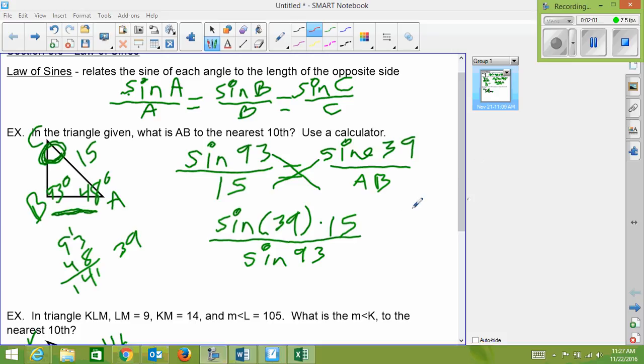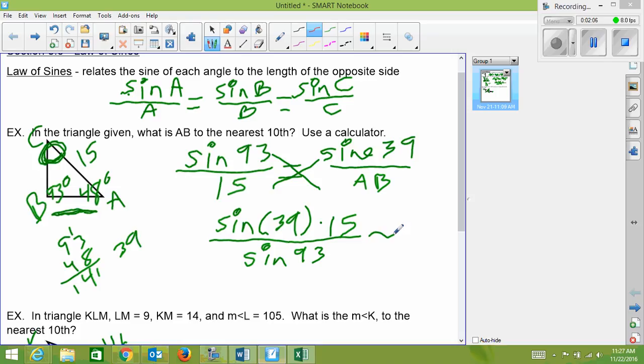Okay, so when I plug this in, I got about, I had to round it, 9.5 units for side AB.